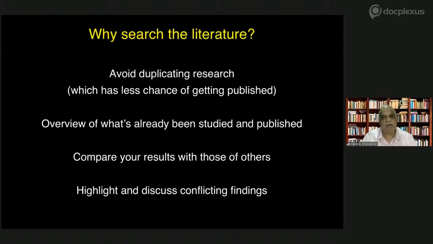In any paper, one of the important sections in the discussion is comparing and contrasting your results with what has already been published. That's why having a good grasp of the previously written papers is important, so that you can compare and contrast your findings, your data, and your analysis with what is there in the literature.